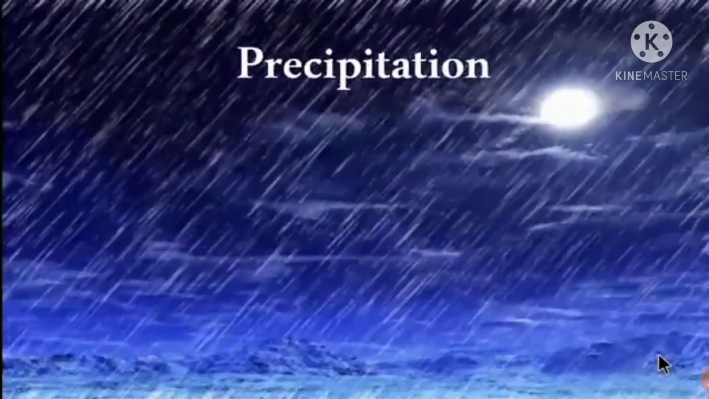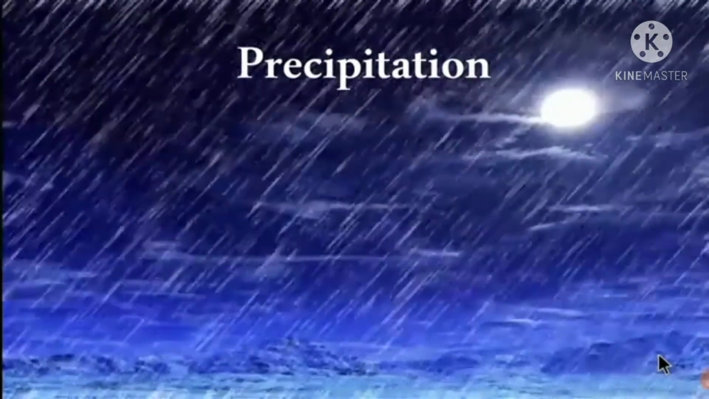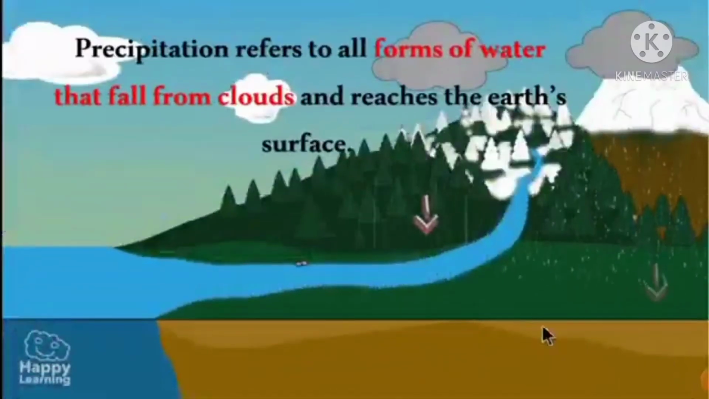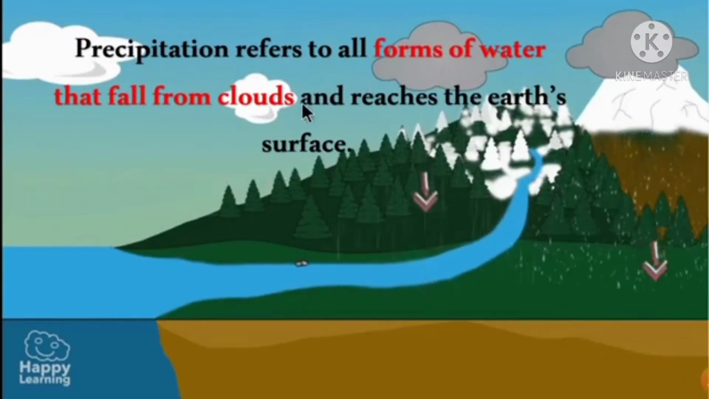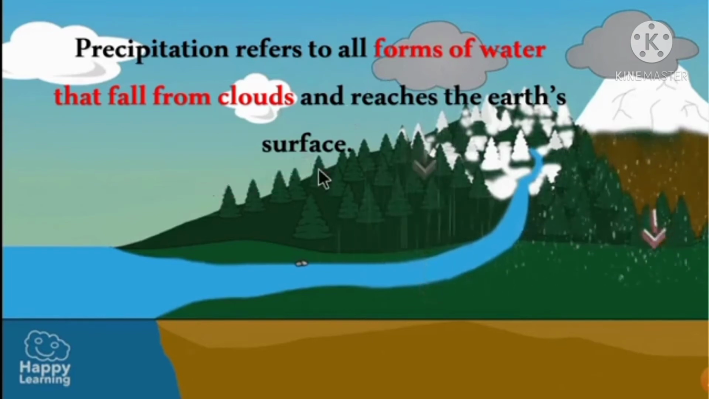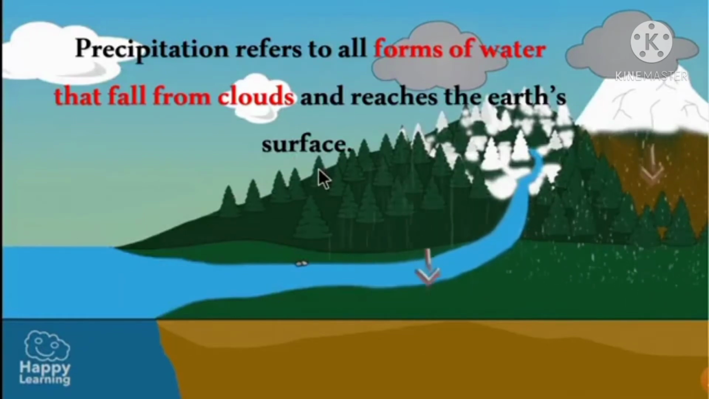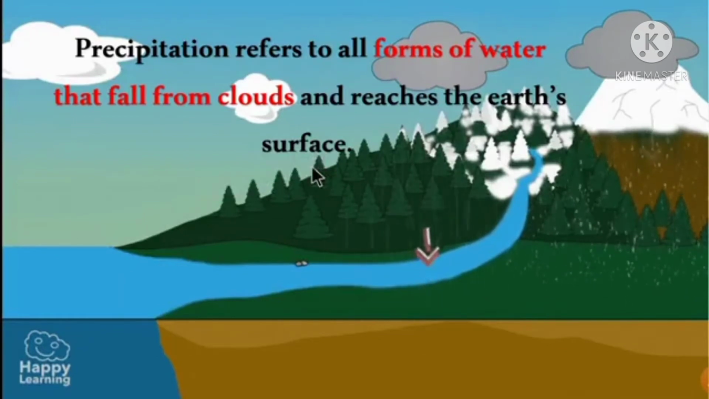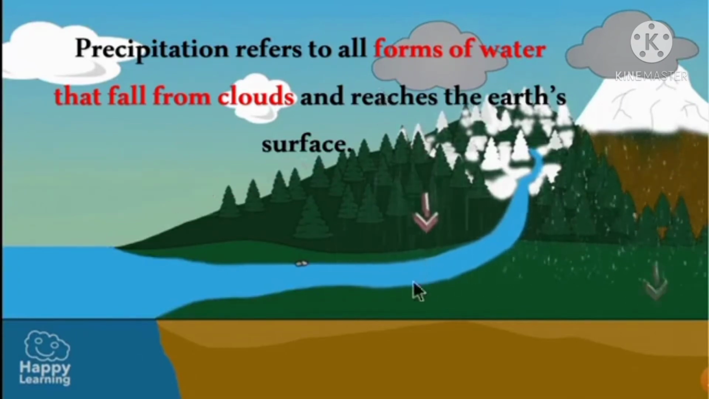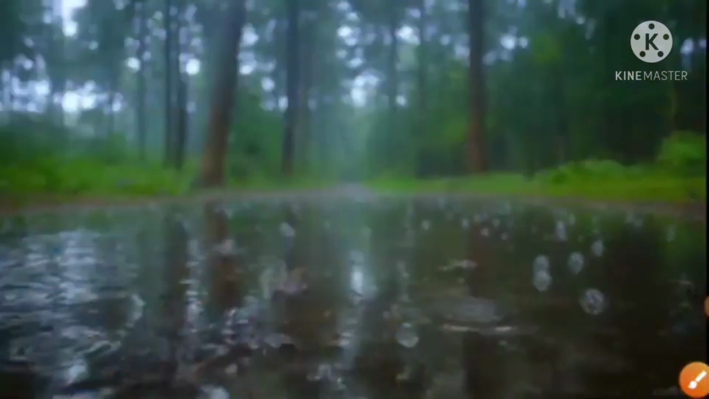Now we will move on to precipitation. The third main component in the water cycle process is precipitation. What is precipitation? Precipitation refers to all forms of water that fall from clouds and reach the earth's surface. So after condensation, the water precipitated and again returned back to the earth.